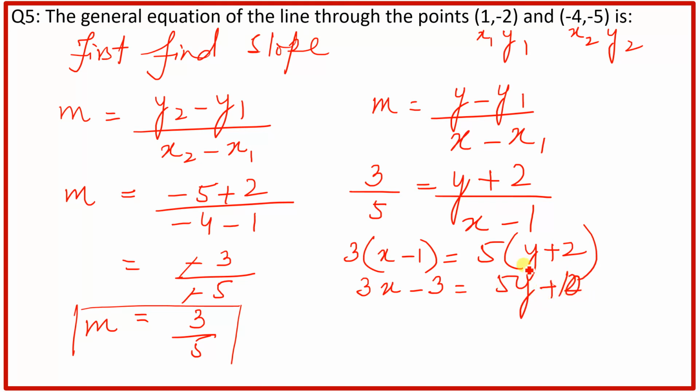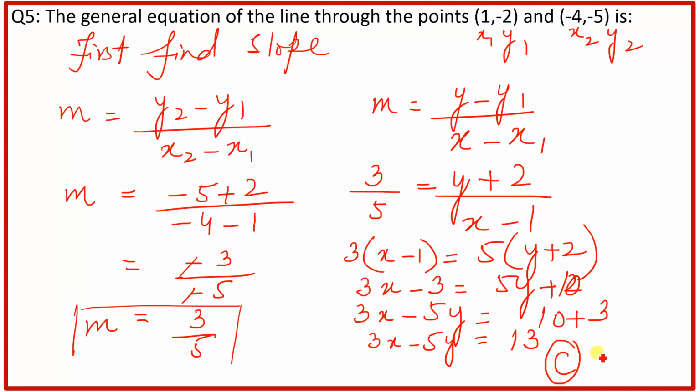3x - 5y is equal to 10 + 3, taking the transpose, so 3x - 5y is equal to 13. And this is the answer. If you look at your MCQ options, this is option C. In option C you will find 3x minus 5y is equal to 13. This is the answer for the general equation of the line through these points.